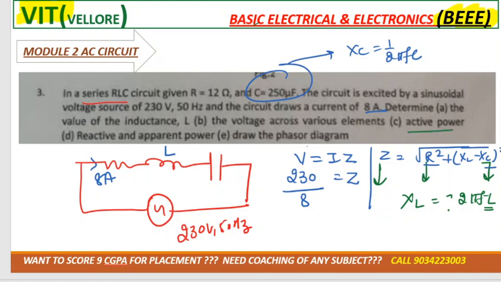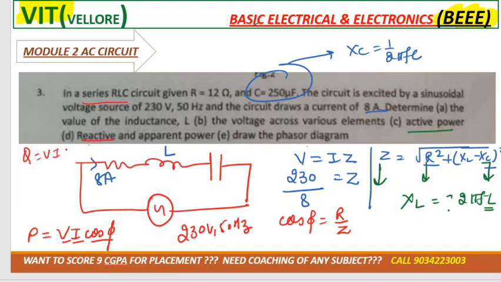Then we need to calculate active power. Active power formula is P is equal to VI cos phi. VI we know, cos phi is R by Z, right? Reactive power is Q is equal to VI sin phi. Apparent power S. Apparent power is also known as complex power. S is equal to VI, and then the phasor diagram.